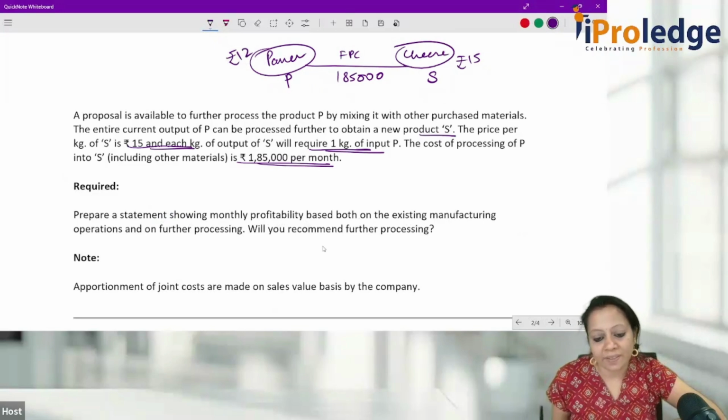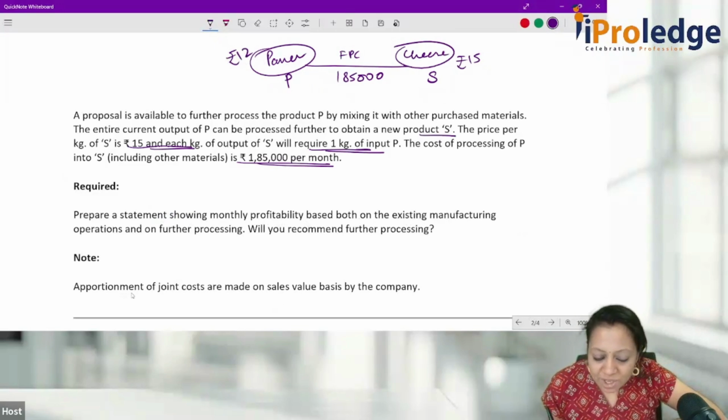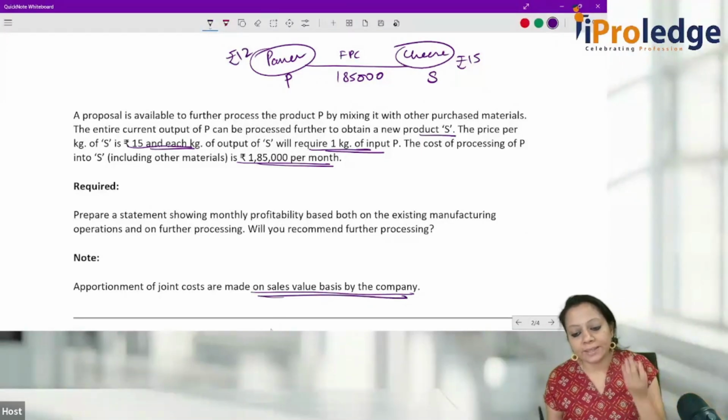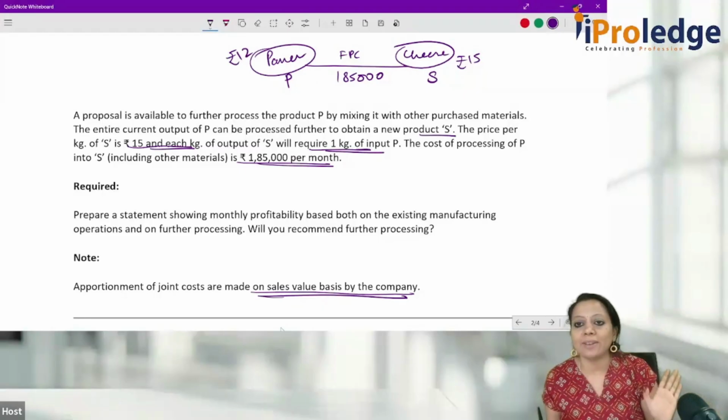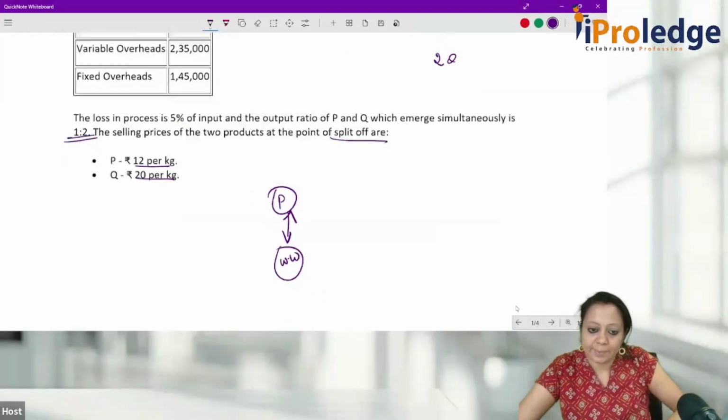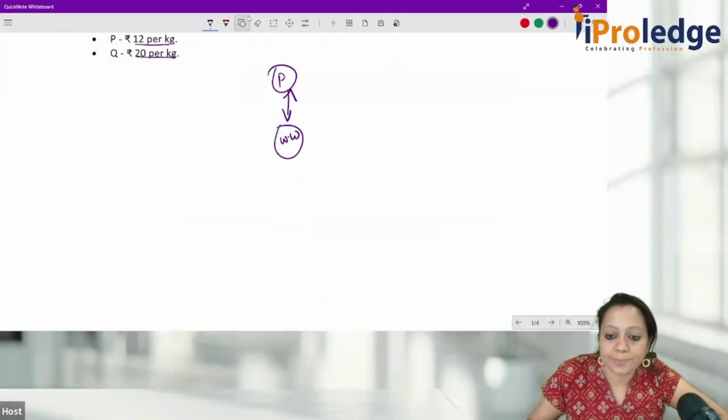Then prepare a statement showing monthly profitability. Will you recommend further processing? Apportionment of joint costs is made on the basis of sales value. As I told you, it could be number of units, sales value, NRV, whatever they have given in the question. So let's proceed, everyone.